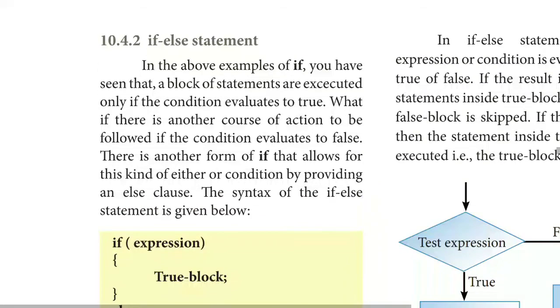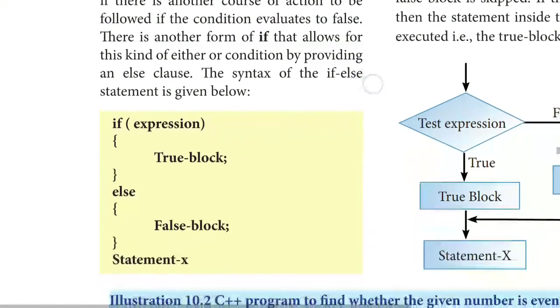Next is the if else statement. Here you can see if expression else, so there is a false part. In the previous one we had only a true part. If the condition is true, the true part will be executed. If the condition is false, the true part will be skipped and it moves on to the next one.